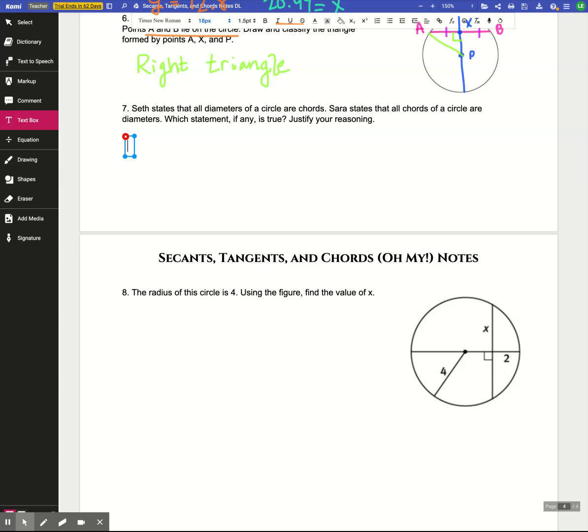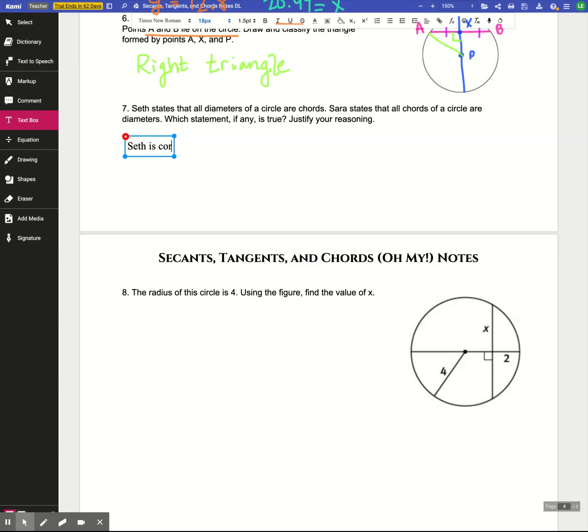If you think back to our definitions of chord and diameter, chord is that umbrella term that covers lots of different types of segments, but a diameter is a special type of chord. It's very similar to when we talked about quadrilaterals. I would say things like all squares are rectangles, but not all rectangles are squares, because you can draw a rectangle that's not a square. But as you go further down the umbrella and get more specific, and you have more properties, then you basically have more names for things. A square is just a special type of rectangle, just like a diameter is just a special type of chord. So Seth here is right.